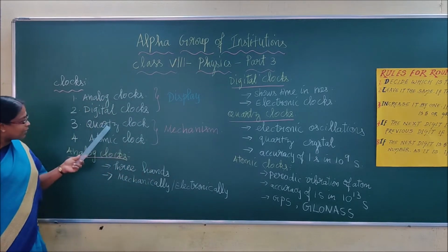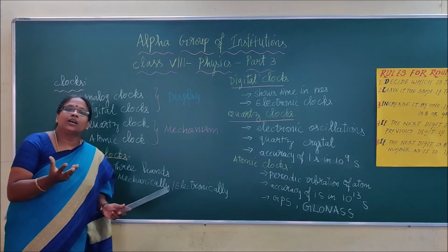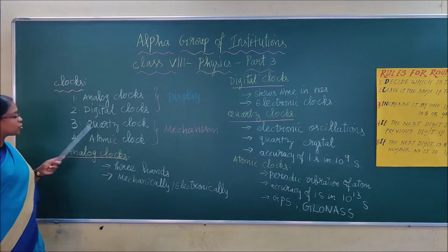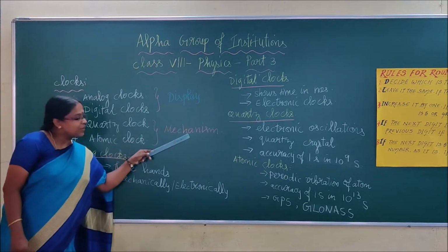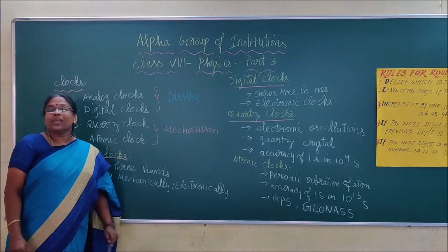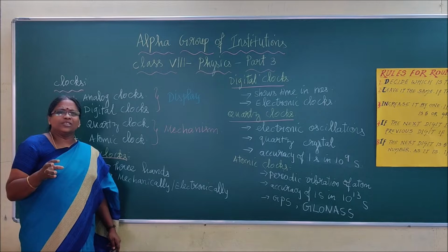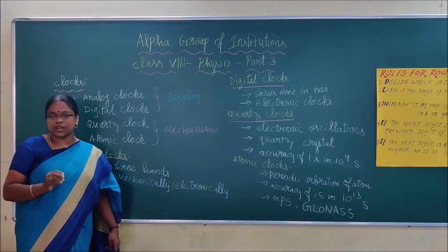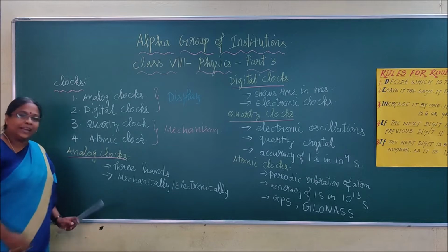Now the other 2 types are scientific based clocks. They are called quartz clock and atomic clock. They are classified based on the mechanism. Mechanism means the process of working, how it works. Usually it is used for scientific purposes. I will explain it. Now we will get into it in a detailed way.